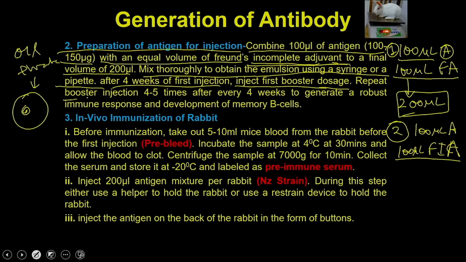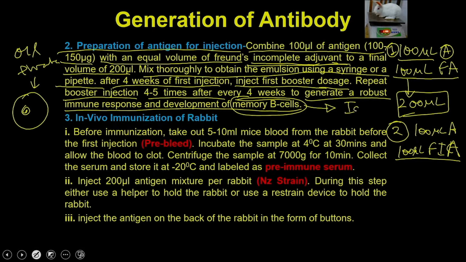So, as a result, in the secondary injections, the antibodies are going to be developed against your own antigen. Now, repeat these booster injections 4 to 5 times, every 4 weeks, to generate a robust immune response and the development of memory B cells, which are actually going to generate the antibodies.